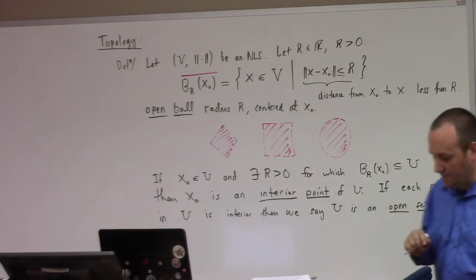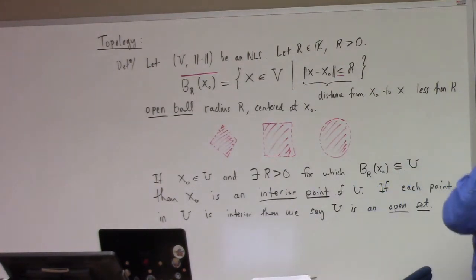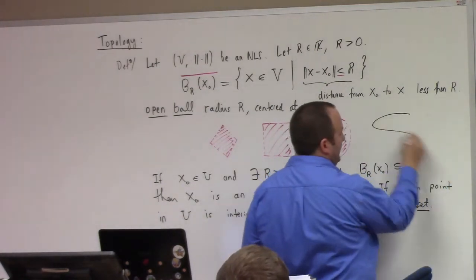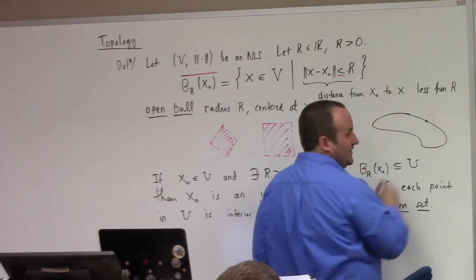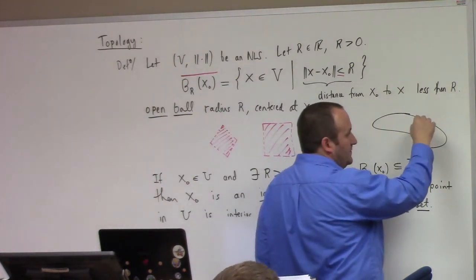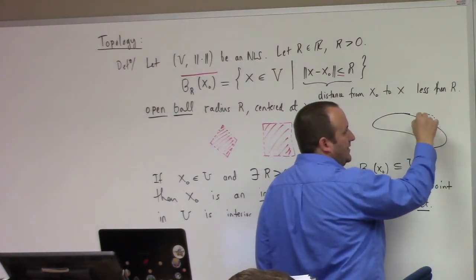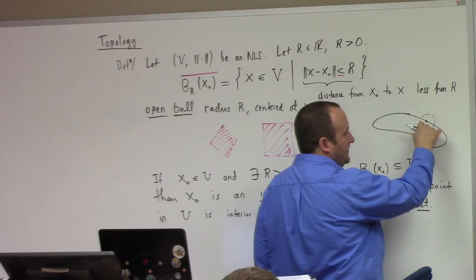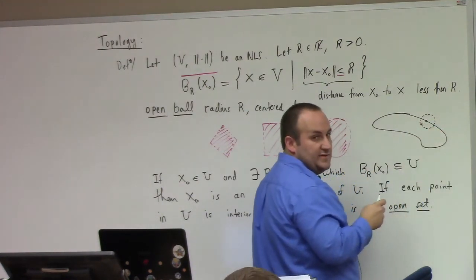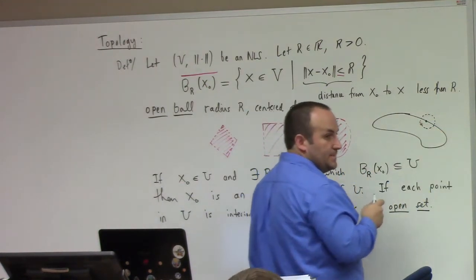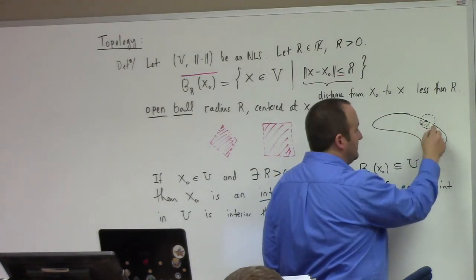You can talk about a boundary point. What's a boundary point of a set? If this is my set, and this is a boundary point, what does that mean? It means any open ball you take around that point has points both inside and outside the set. That's a boundary point.